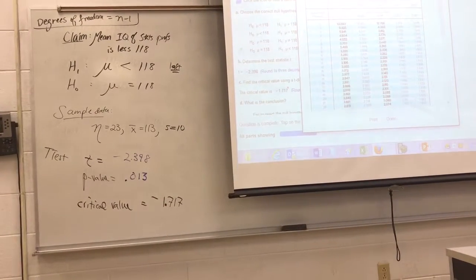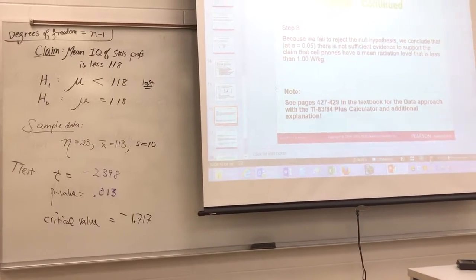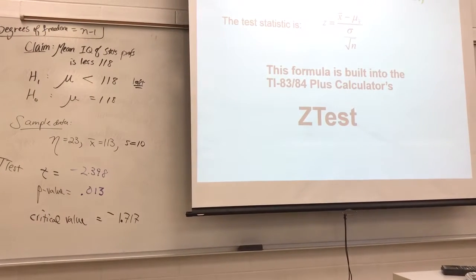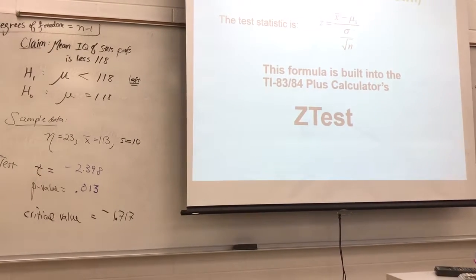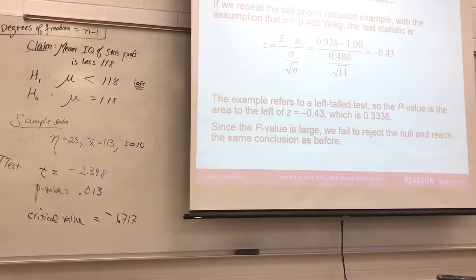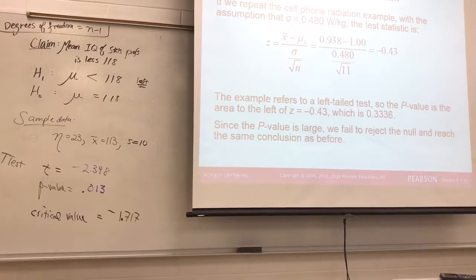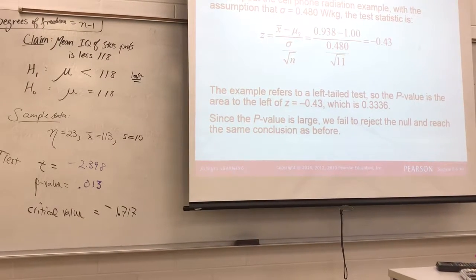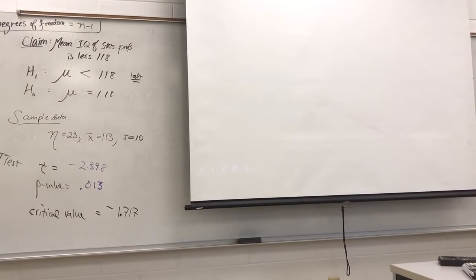Alright, so back to the PowerPoint, let's finish this and I'll give you a break. This just goes on to the situation when sigma is known. If sigma is known, you get to use the z-scores instead of t-scores, otherwise it works the same way. Very similar formulas built into your z-test. This one just says, what about if we said sigma was 0.480? If they use that symbol, that's when you use z-test. This one comes out pretty much the same as the z-score.